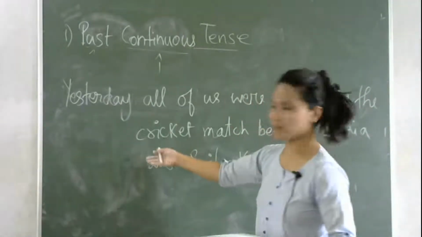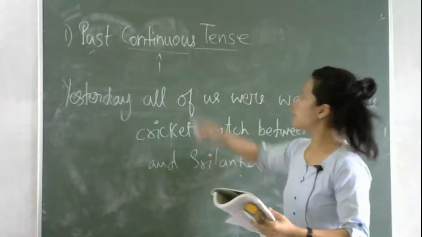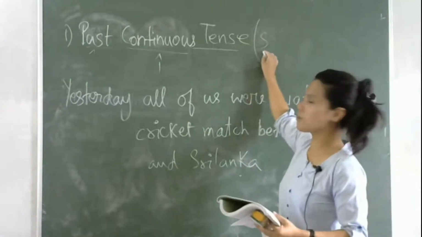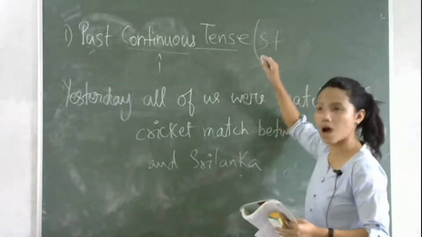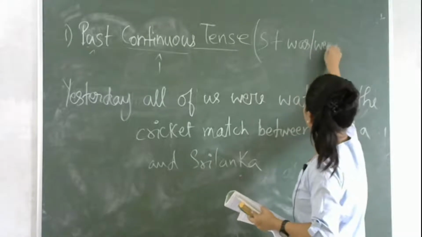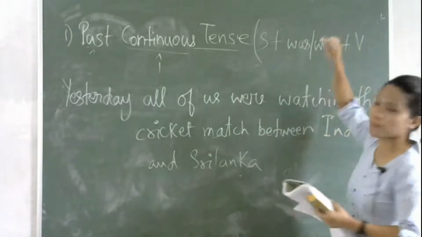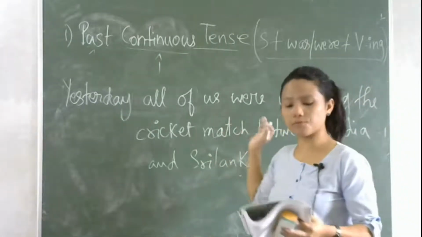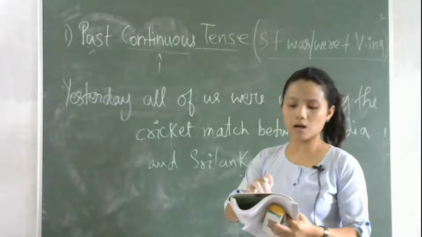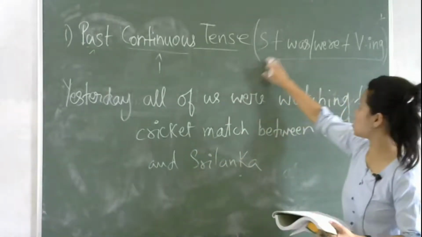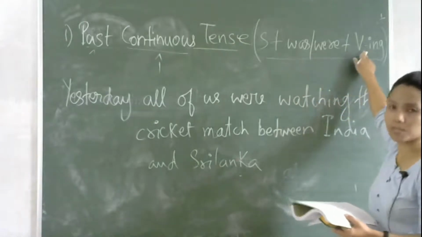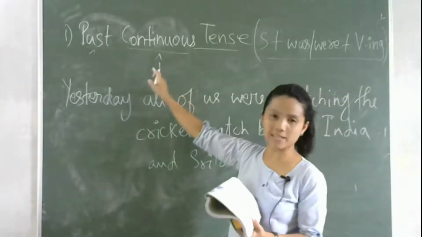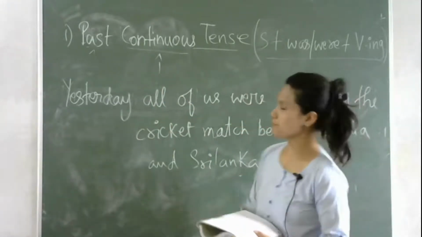Before we study the example, for the past continuous tense, the sentence structure will be this. I write the subject in the short form S. Subject plus was or were, the helping verb, plus verb along with ing. So, in order for you not to forget, you can write it at the side of your book where there is space. Subject plus was or were plus V, meaning verb along with ing. Why ing? Any verb which ends in ing is in the continuous form.